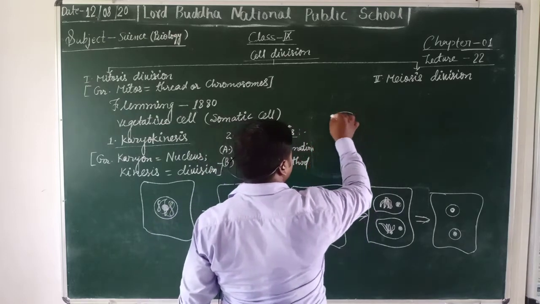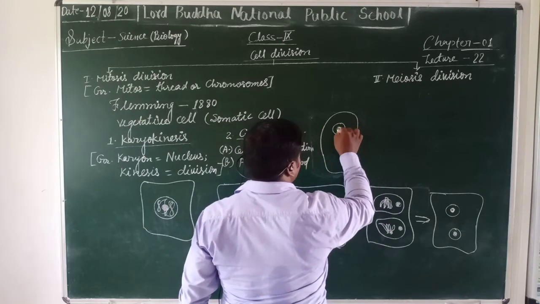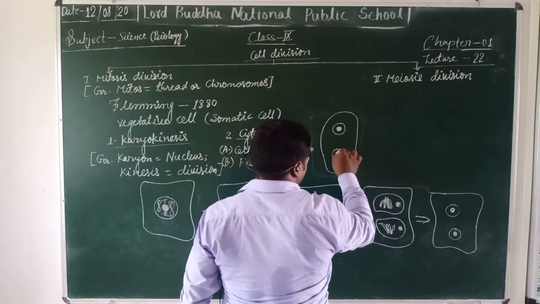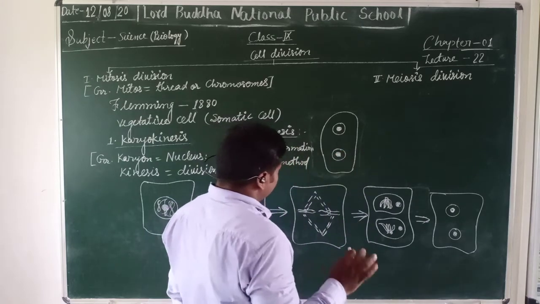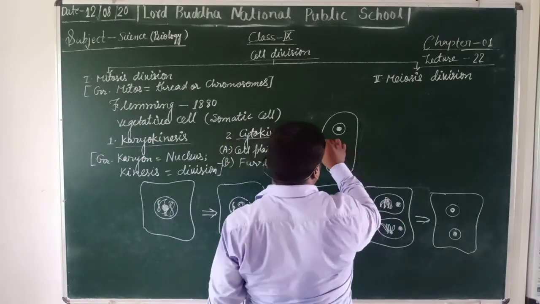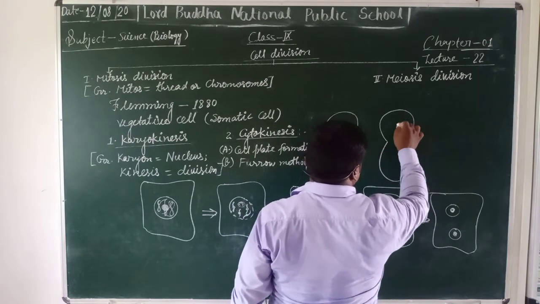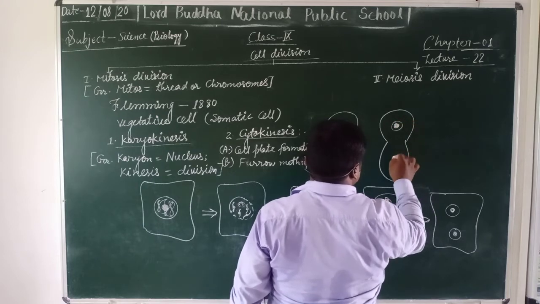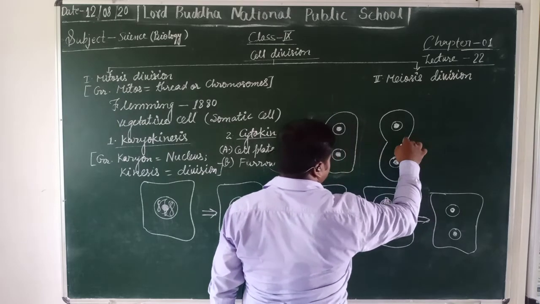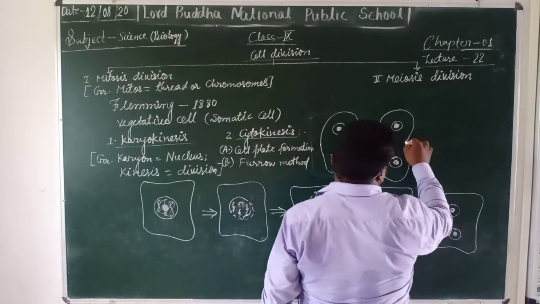Suppose this is an animal cell, and here, after the process of karyogenesis, two nuclei, or daughter nuclei, are formed. Then a diffusion in the membrane starts, which is called phragmoplast, due to which the cell membrane is compressed at a region at the equator of the cell, the equatorial region.